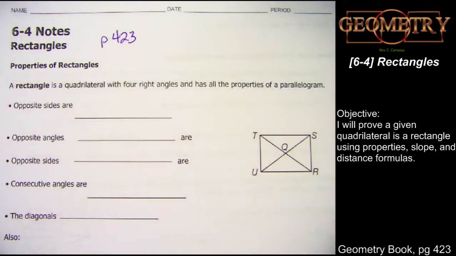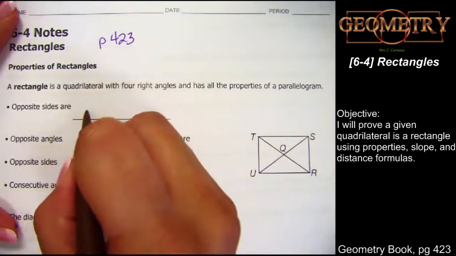A rectangle is a quadrilateral. 4 sides, but it has 4 right angles and all the same properties and things that a parallelogram has. So everything that we've already studied before totally works for rectangles. So we're going to jot those down again.